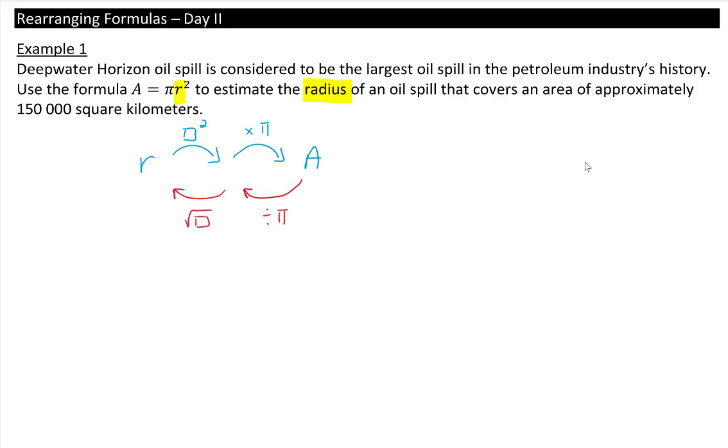So this tells us that the radius r is equal to the area divided by pi and then square rooted. So the area divided by pi, and then we take the square root. This is one method we looked at yesterday.